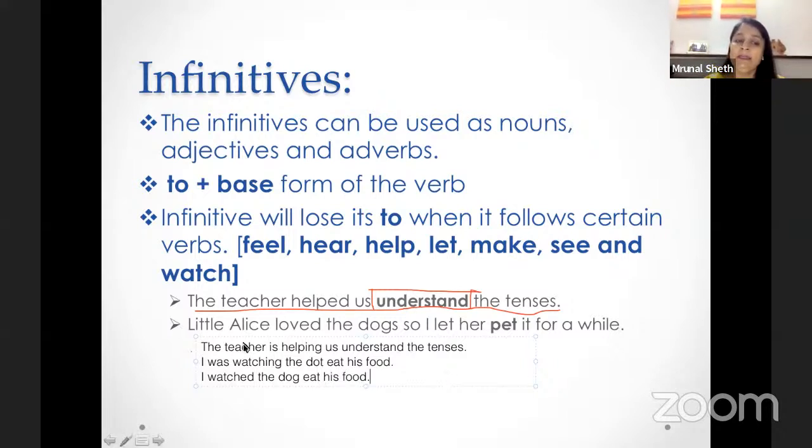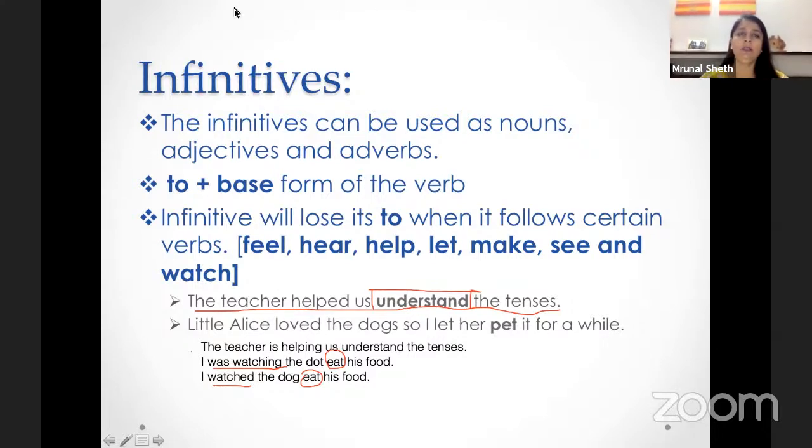So here it is eating. If you notice, here I have used was watching and here it is watch. So this is past continuous tense and here it is simple past tense. But eat stays the same. So eat is the verb, right? So it doesn't change. If you notice, it doesn't change.